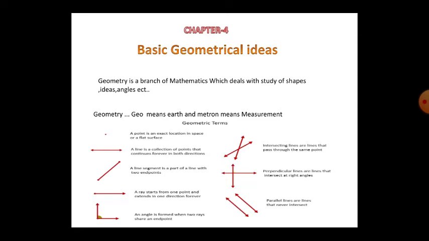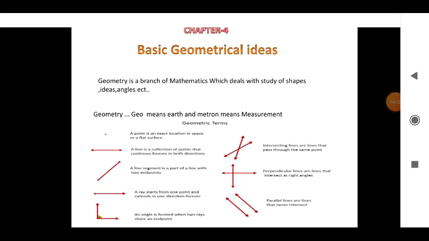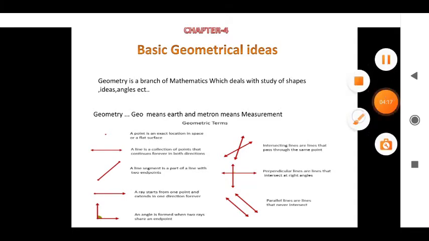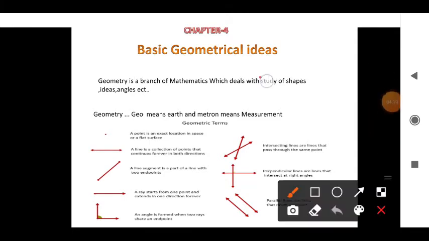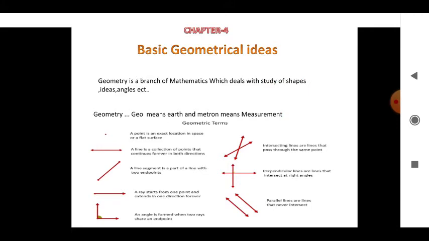Angle. What do you mean by angle? An angle is formed when two rays share an endpoint. See, how can an angle be formed? Two rays meet at one point, then an angle will form. Intersecting lines are lines that pass through the same point. Two lines that pass through one same point, you call them intersecting lines.